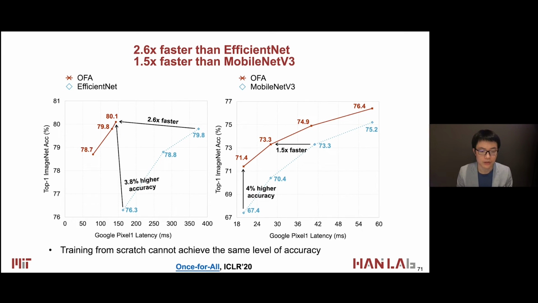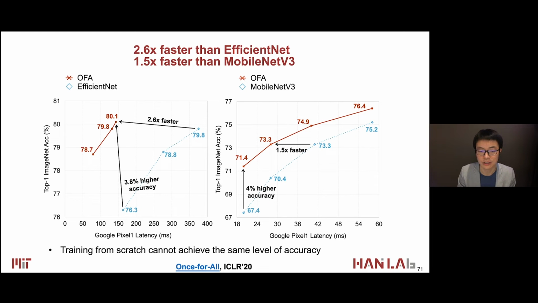On the left-hand side, we can see the comparison with EfficientNet in blue, where there are 3 EfficientNet models that you have to train 3 times. Their accuracies are 76.3, 78.8, and 79.8. We have 3 models too, but we just have 1 model. We can directly derive these 3 models. You can see the highest accuracy is already over 80%, 80.1% top-1 accuracy, which is a new record for mobile phones.